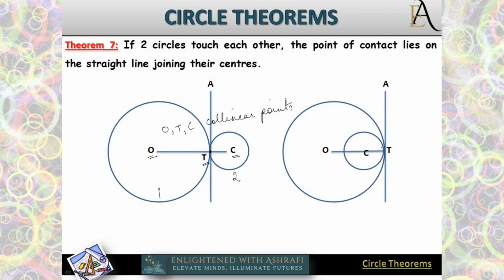Similarly over here we can see O is the center of circle 1, C is the center of circle 2. They both are meeting at point T, and here also we can see that all the 3 points are collinear points, or you could say that they all 3 lie on a straight line.